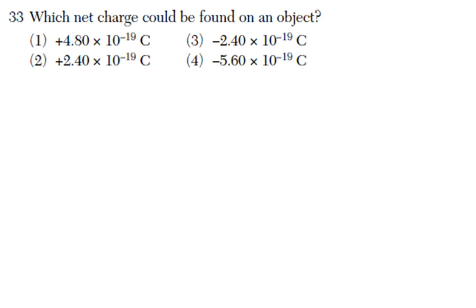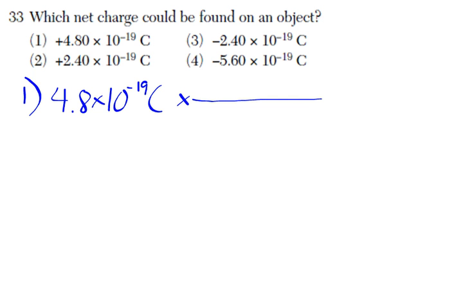So I have to figure out how many electrons are in each of these options. So I'll take the first one, 4.8 times 10 to the minus 19 coulombs, and I need to convert that. So I'll multiply. I'm going to put coulombs on the bottom, elementary charges on the top. So I know that one elementary charge is 1.6 times 10 to the minus 19 coulombs, and I get 3 elementary charges, or 3 electrons, which is a charge that could be found on an object.